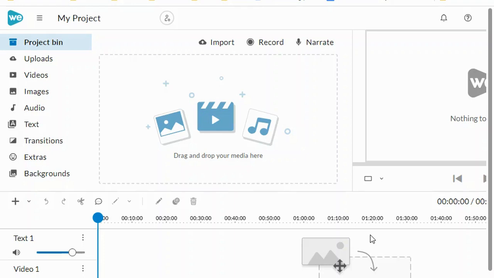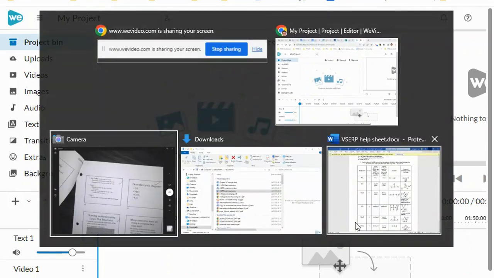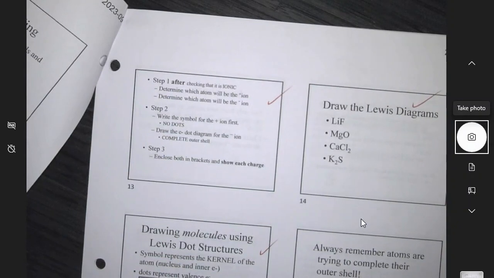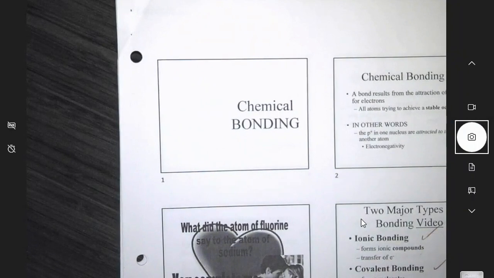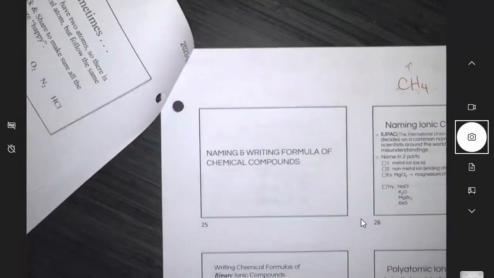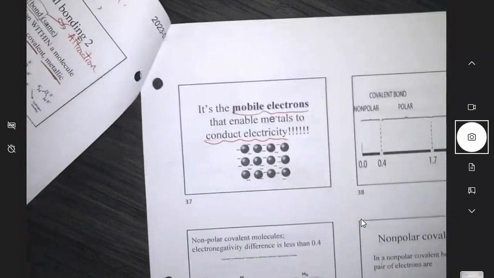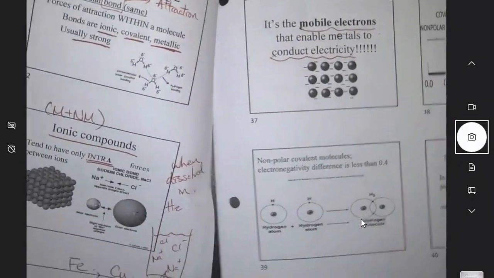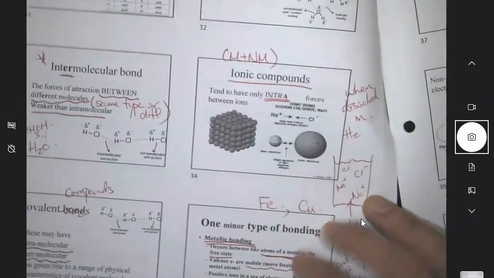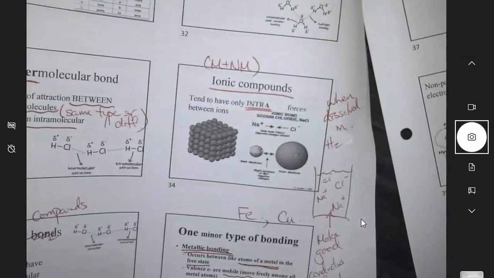Okay, so today, as I said before, we are going to talk about the different types of covalent bonds. So if you look at this handout here, we've been talking about ionic bonds. We've been talking about covalent compounds.